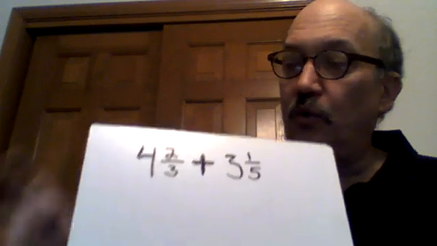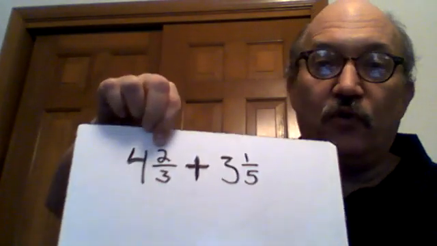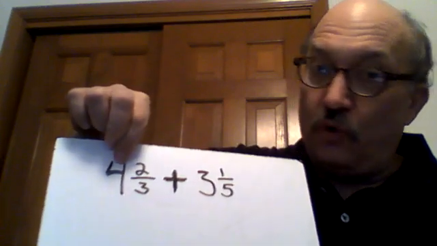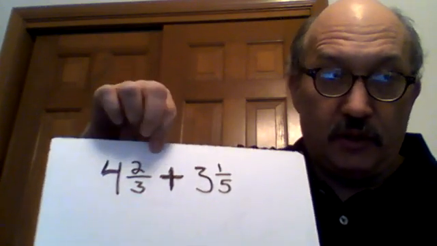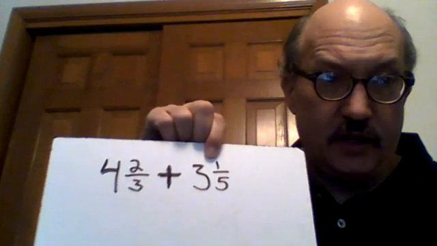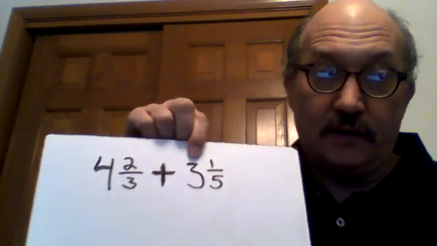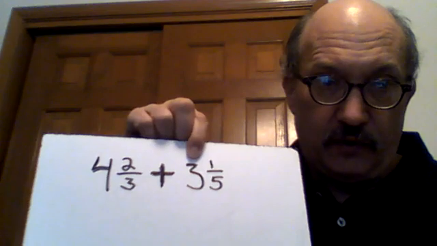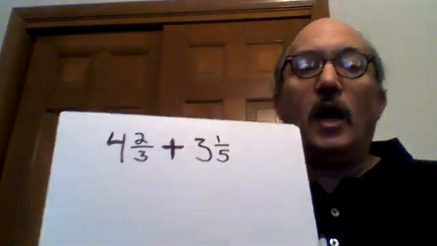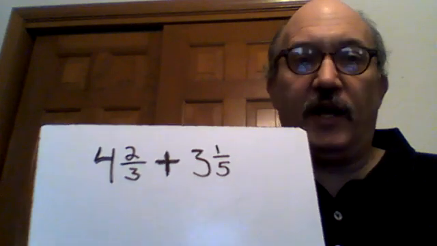You should all know immediately that 4 2/3 is 14/3. The 4 by itself is 12/3 plus 2/3 is 14/3, and the 3 1/5 is 16/5. The 3 all by itself is 15/5, plus 1/5 is 16/5. But we're not going to use improper fractions here.